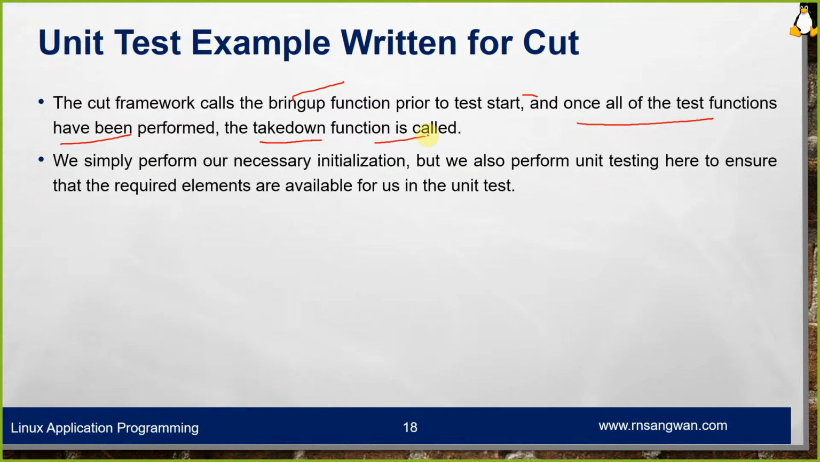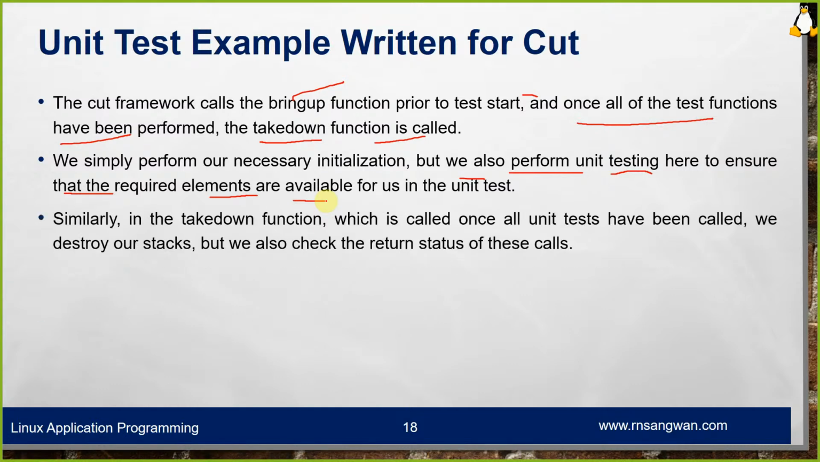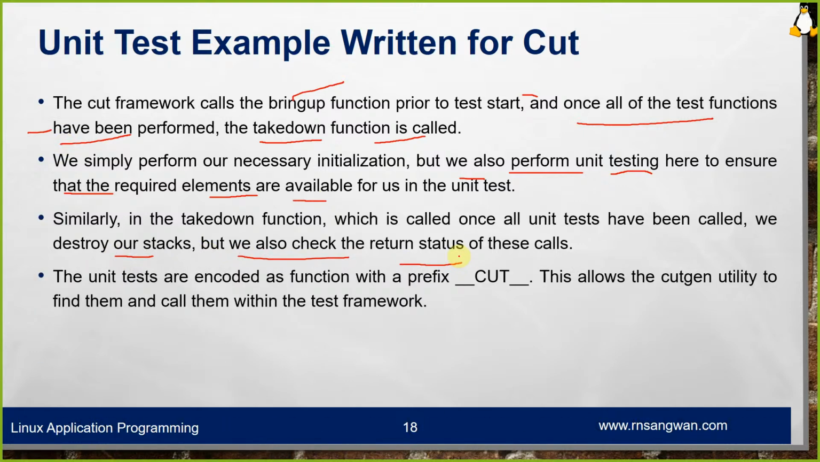We simply perform our necessary initialization, but we also perform unit testing here to ensure that the required elements are available for us in the unit test. Similarly, in the takedown function, which is called once all unit tests have been called, we destroy our stack as I told you. But we also check the return status of these calls. Are they destroyed successfully?